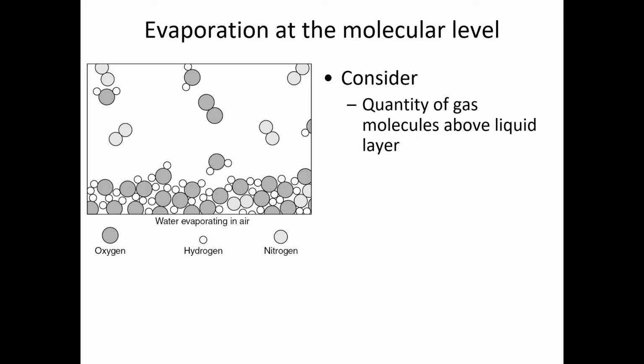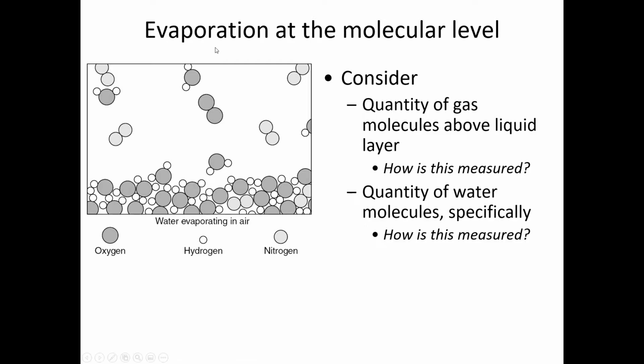And so water boils at 100 degrees Celsius, but there are other liquids that can evaporate at lower temperatures than that. So the way that we measure the quantity of gas molecules that are above the liquid layer, sometimes we talk about that as a partial pressure. That's one way to talk about, of the molecules that are in the gas phase, some of it's nitrogen, some of it's oxygen, some of it's carbon dioxide, and some of it will be water vapor. And we could talk about the relative pressure that each of those are exerting.